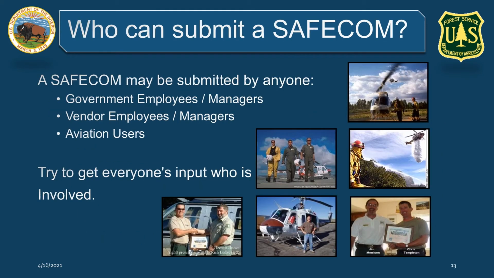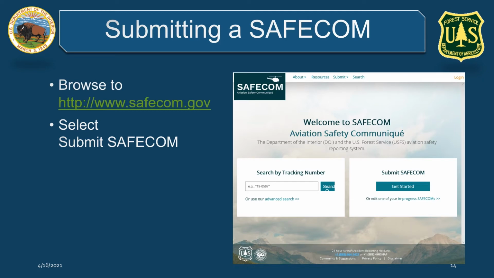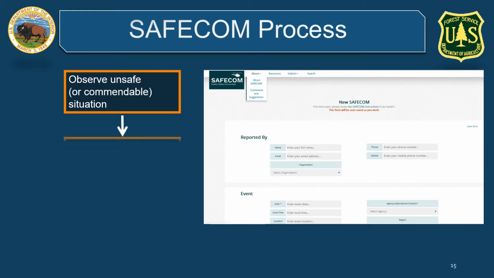The system is open to the public, and anyone from employees to vendors or any other aviation users can submit a SAFECOM. As a reminder, go to www.safecom.gov and then select Submit a SAFECOM. You don't need an account or to log in order to use the form to submit a SAFECOM. Here's how the flow works.